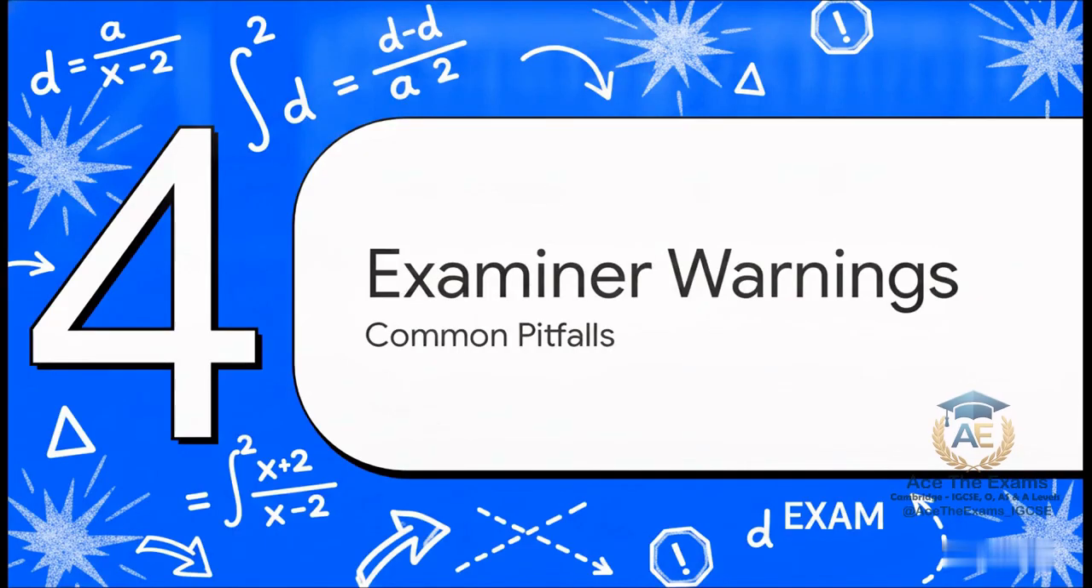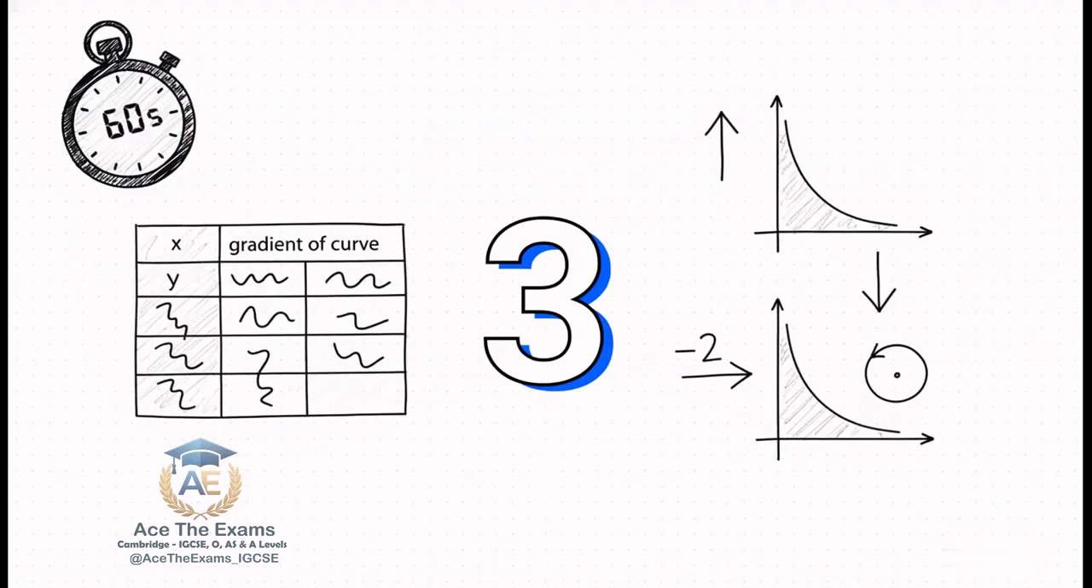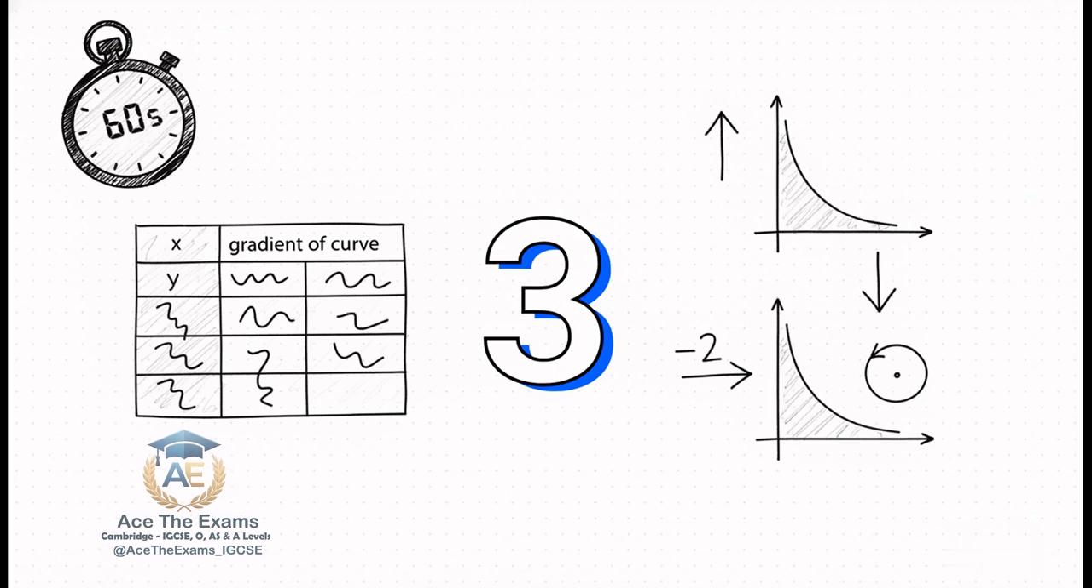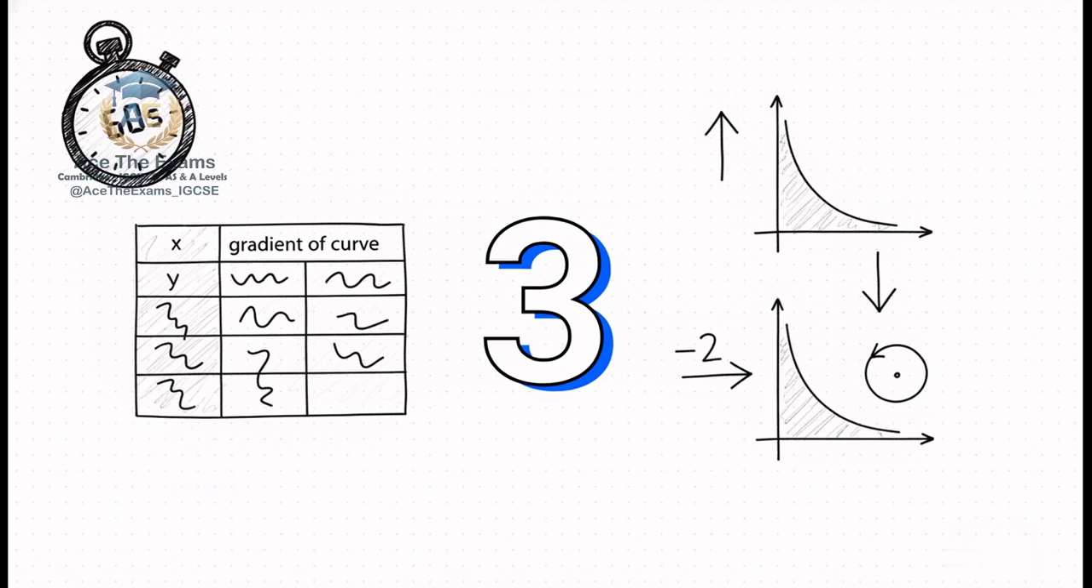All right, back to the mission. We are now entering Sector 4, Examiner Warnings and Common Pitfalls. Pay close attention because these are the exact tripwires pulled straight from the principal examiner reports. The senior examiners have identified exactly 3 specific mistakes that consistently destroy candidate scores year after year.